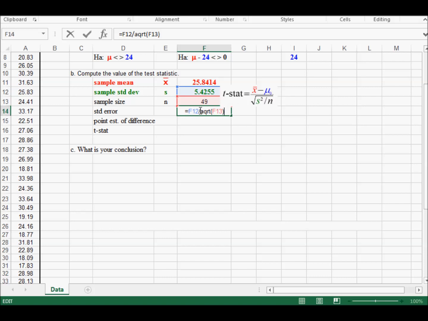Whoops, I gotta spell square root correct, which is 0.775065391. Now, if you look at the t-stat, it's a little different.